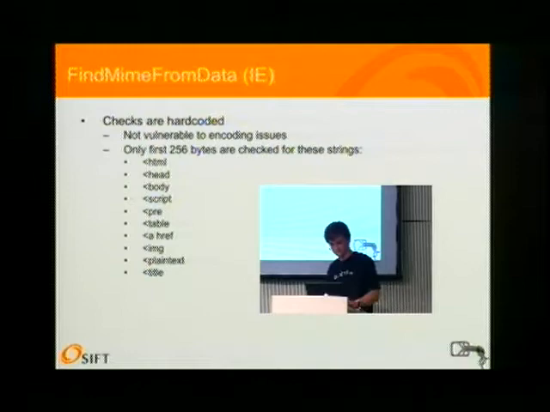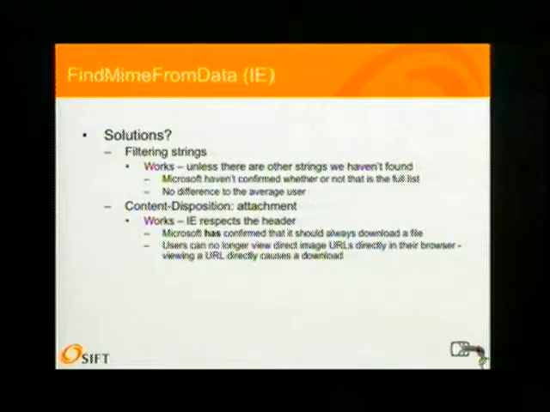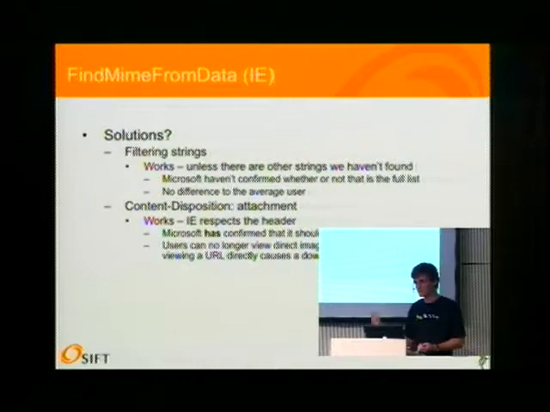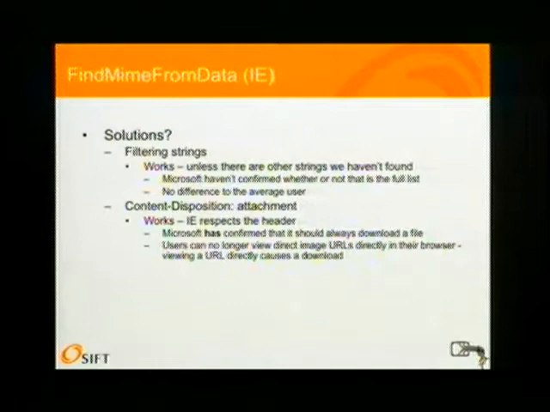So what kind of solutions have people implemented? Well, first of all, vBulletin has tried filtering strings. They screwed up, obviously, because they didn't know the full list of strings. They checked only the first 200 bytes. But if you know exactly what it's doing, it pretty much works in this scenario. However, we don't know whether this is the full list of tags. Microsoft won't tell us because they don't want people doing this. And there are other reasons not to as well.